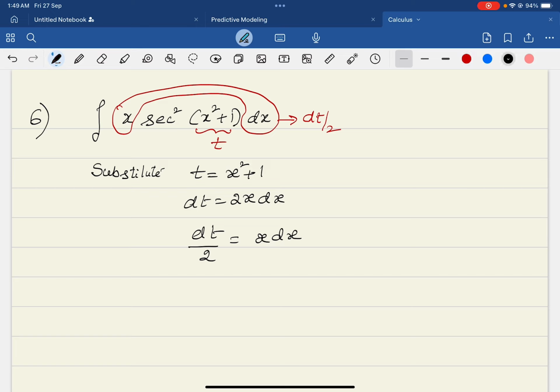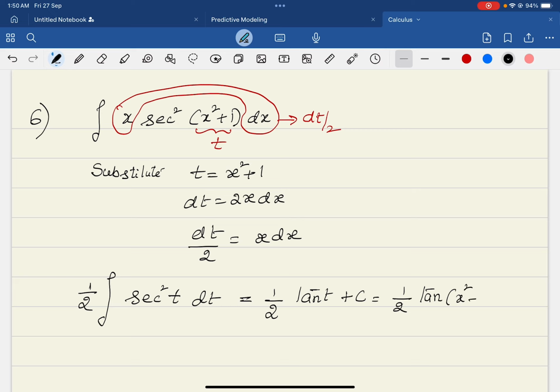So let us now see what it is. Integral of secant square (x square plus 1), which is t, and x dx is dt by 2, which I will write outside. So the basic integral formula we can now use: integral secant square t is tan t plus the constant. But what is t? t is given by x square plus 1. So half of tan of (x square plus 1) plus c is the solution.